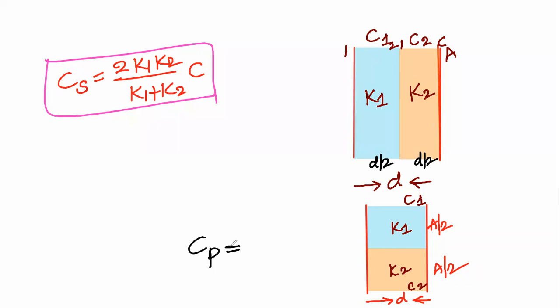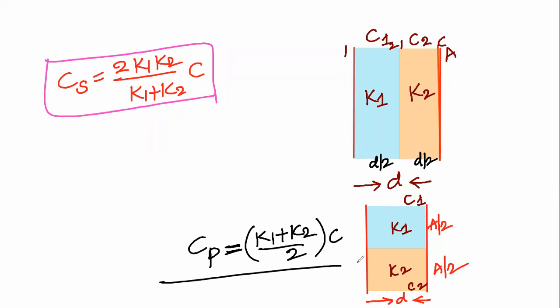So CP is equal to (K1 plus K2) divided by 2, into C. The effective capacitance CP is equal to (K1 plus K2) divided by 2 into C. This is the effective capacitance of the system in terms of the dielectric constants, right?